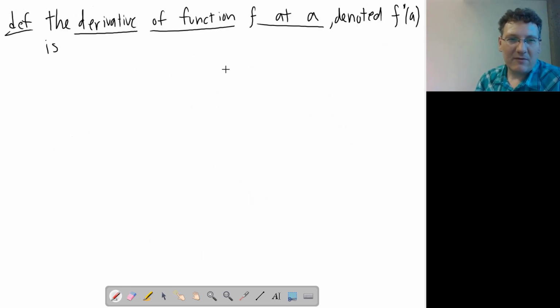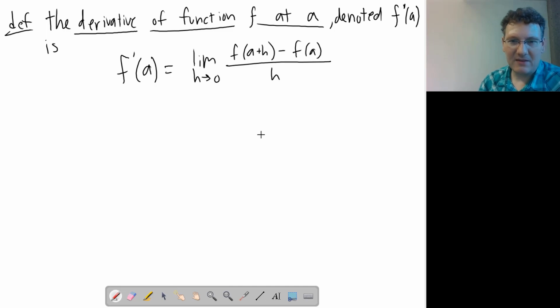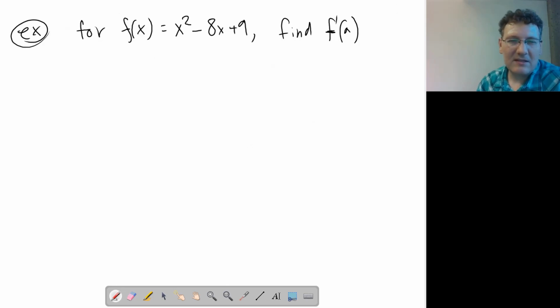So we're going to define the derivative of the function f at a, or at the number a, when x equals a. We'll denote it with an f with a little apostrophe. We call it prime. F prime of a is the limit as h approaches 0 of f of a plus h minus f of a all over h, if it exists. So let's take this as an example.